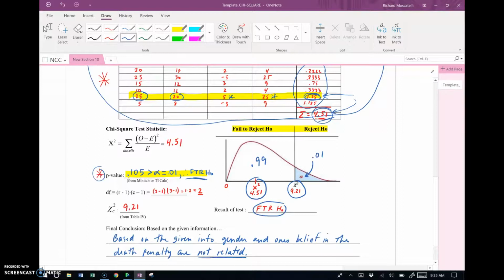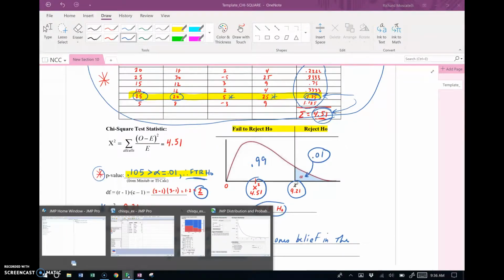Now, remember, to get this 9.21, which there's a space for over here in the template, that is gotten by looking up 1% alpha, 0.01, with 2 degrees of freedom. And you go to the chi-square table and look it up, and it's 9.21. Now, remember, JMP has those features built in.